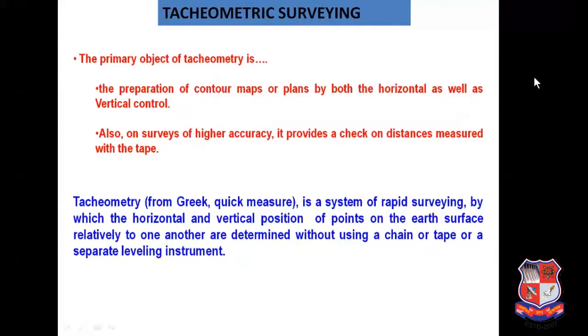Basically, tachyometer is a Greek word, means quick measure, is a system of rapid surveying by which the horizontal and vertical position of the points on the surface of the earth relative to the one another are determined without using a chain or tape or a separate leveling instrument that we have seen in the previous slide.